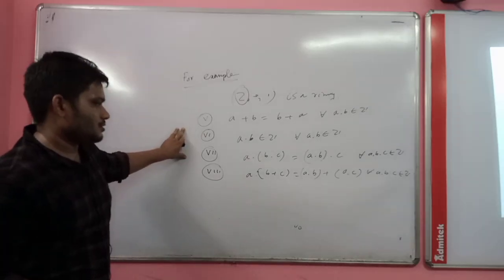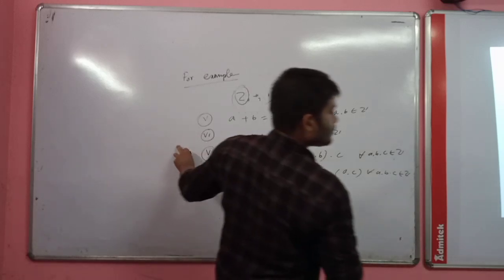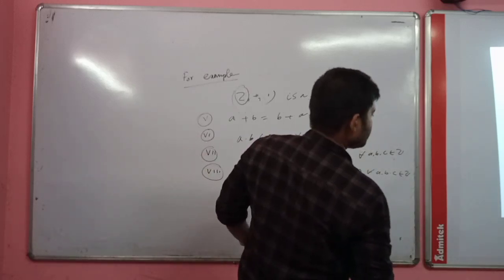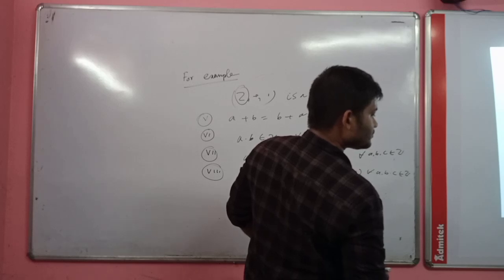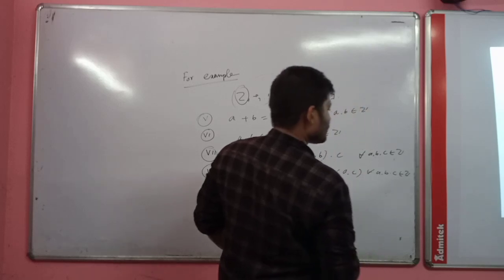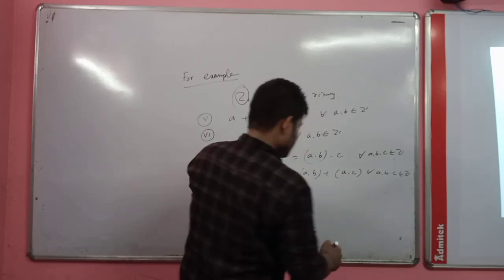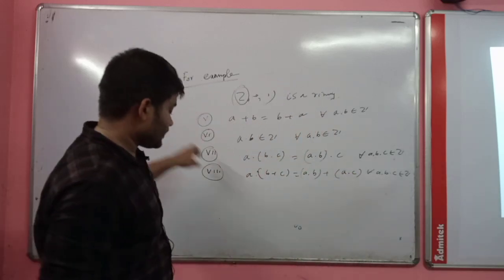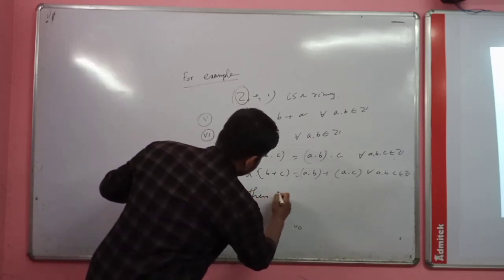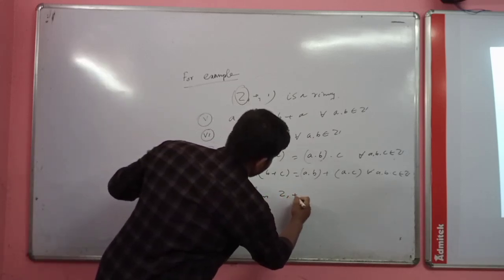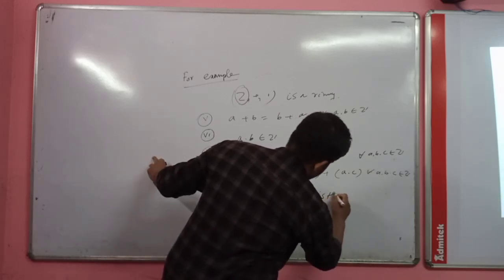b plus c dot a. For all a, b, c, all our conditions are satisfied. The 8 conditions are satisfied, then Z plus dot is the ring.